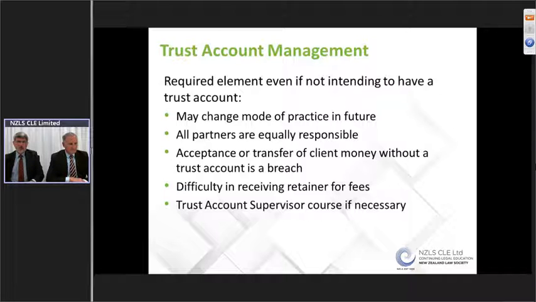In a firm, all partners are equally responsible. So the litigation partners can't say, nothing to do with me, you conveyancers can deal with the money. All partners are equally responsible, so you need to be aware of your responsibilities. If you accept or transfer client money without a trust account, or don't bank it to a trust account. Even if you accept a cheque from a client who says, look, would you pay this to Joe Brown, please, to settle my house purchase, that's regarded as handling trust money, so you need to be aware of those sorts of rules.